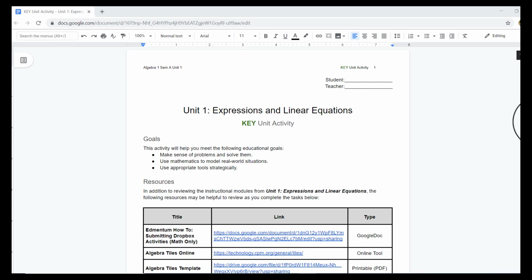Let's go ahead and start with a Dropbox activity. This is the unit activity for Algebra 1 Semester A Unit 1. Unit activities are summative assessments of concepts learned in the unit. They are exploratory, investigative, and applicative. The structure of these Dropbox activities is all very similar. We start with the goals and objectives on the cover page, followed by a resource box.